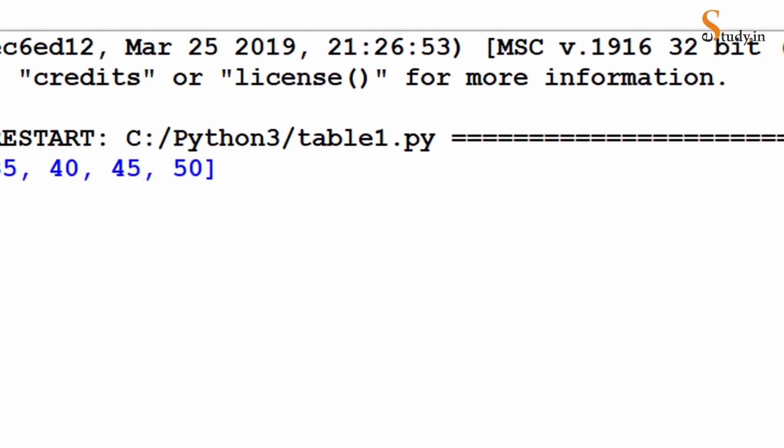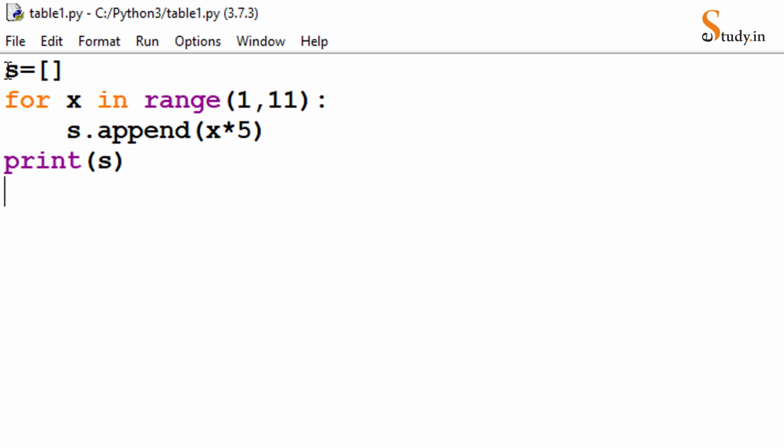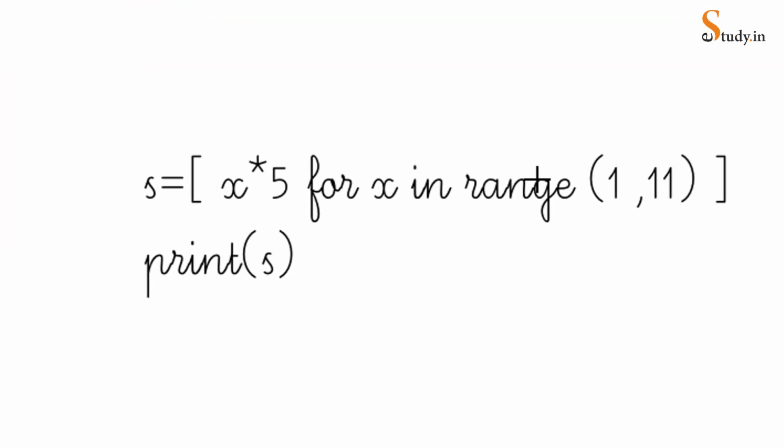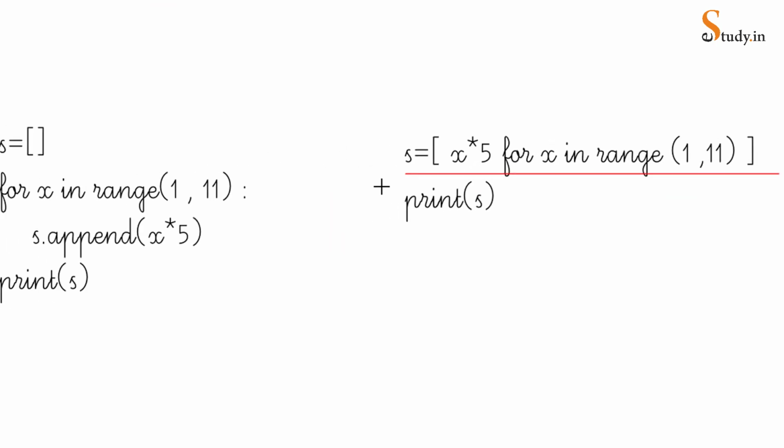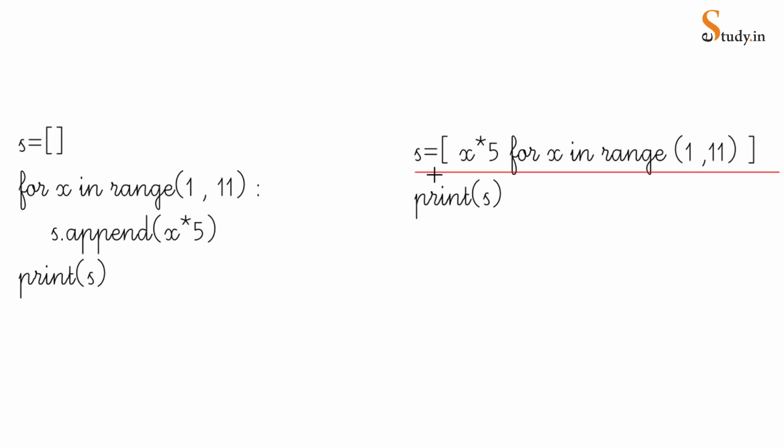Now this is using a for loop. If we have to rewrite this code using list comprehensions, you will see how short and concise it becomes. This is the same code, we'll get the same output but in just one line of code. What we are doing is creating a new list, s is equal to square brackets. Then you write the expression that we wrote here, x into 5. After that, space, for x in range 1 to 11. So the statement goes here.